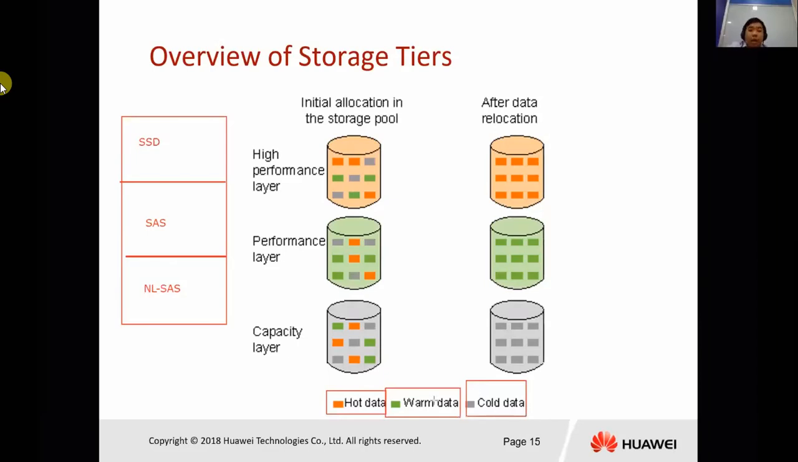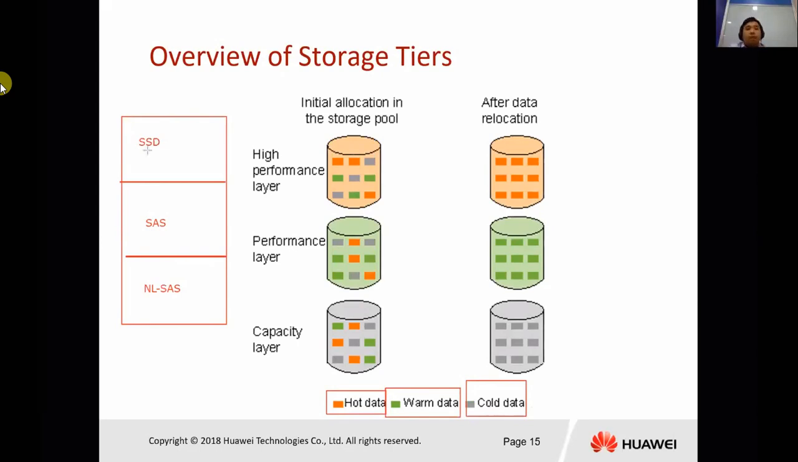So the more frequent you use the data, the higher the temperature. Hot data means that you use it every day, maybe every hour. Warm data, maybe once a week you use it. Cold data, once a month you only access it. So if you don't classify which type of disk you use to store the data, whatever data comes in, I just randomly put inside here.